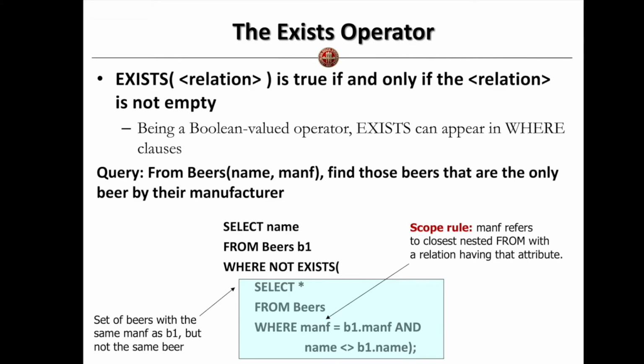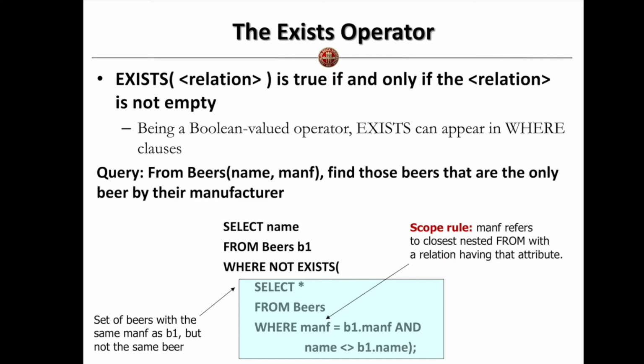So this exists is also a Boolean operator. It can be used in a where clause as well. We'll provide you with an example for using this exists operator to help us. From the beers table with name and manufacturer, please find those beers that are the only beer by their manufacturer. Before we answer, you can also write down a query by yourself if we don't use a subquery or the exists operator.